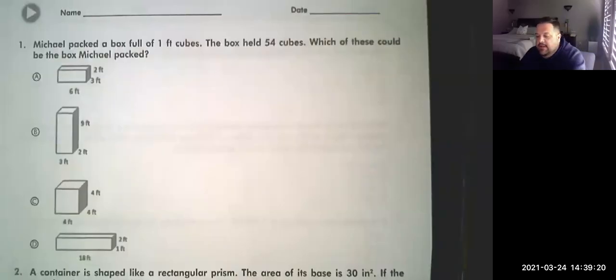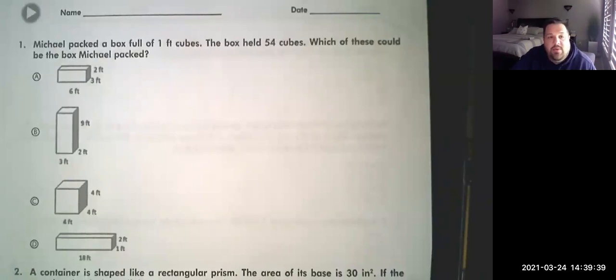Okay, guys, let's take a look at our homework for Monday, April 5th. So we're still working with volume, even though we're getting ready to move on in class. We get the last couple of days of volume practice for homework. So pause and take a look at number 1 and get your answer. Pause the video.